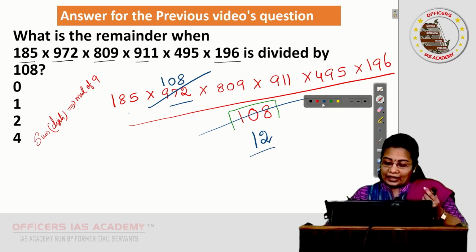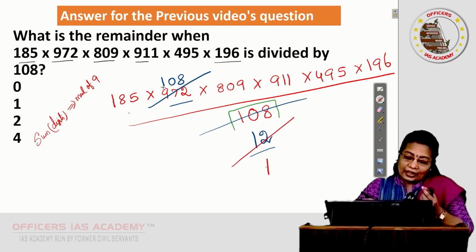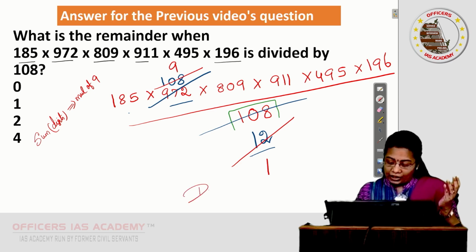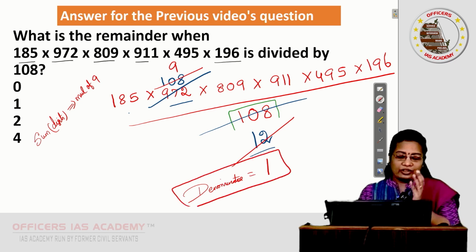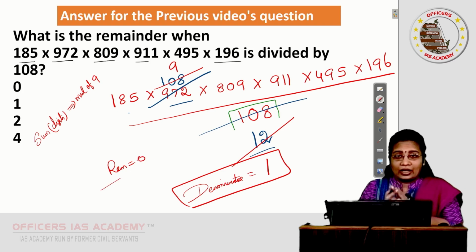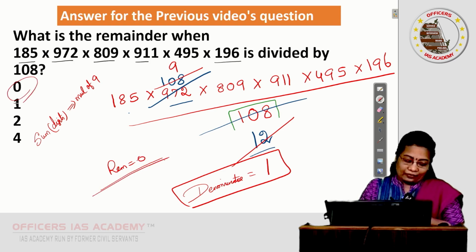So again I can cancel this 12. 1 times 12 here, 9 times 12 is 108. So finally, the denominator part turns to 1. So I conclude that the remainder is 0 whenever I get the denominator 1. So the answer is 0 for this question.